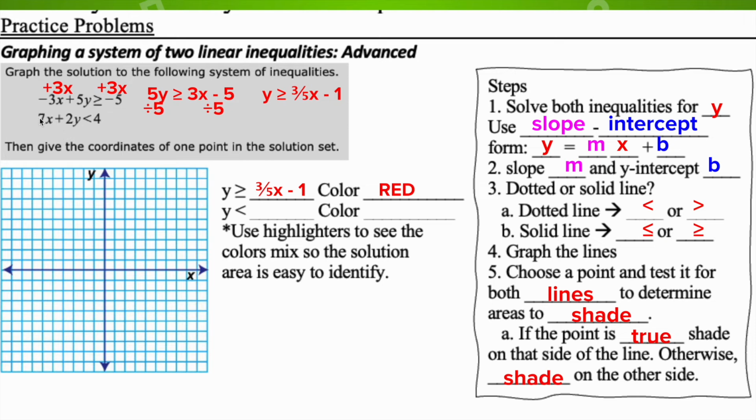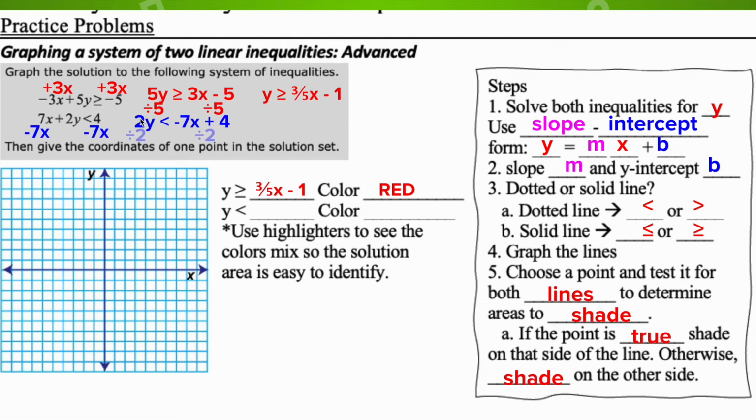All right, so for this one, I still want to get y by itself, so I'm going to subtract 7x from both sides. And so I end up with 7x minus 7x cancels, so 2y by itself is less than 7x plus 4. So these two just kind of move to the right side.